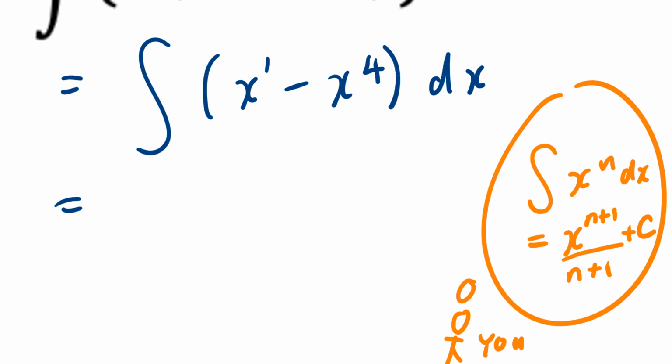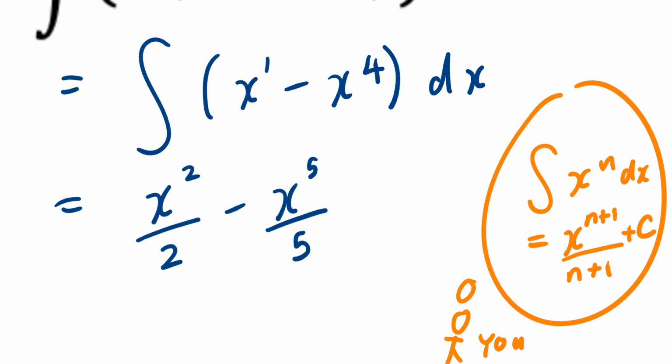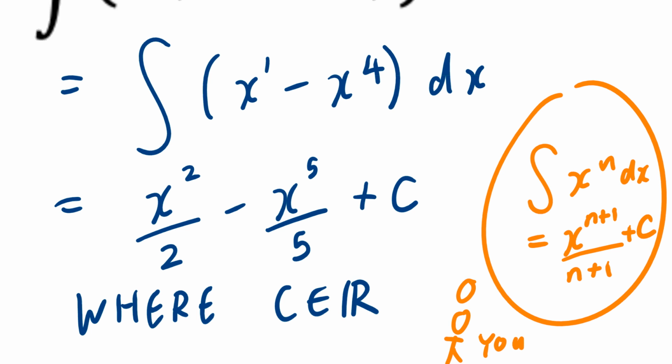x is the same as x to the power of 1. When you add 1 plus 1, that's going to be 2, divided by the new exponent, minus x to the power of 5 divided by 5. Again, this is not the answer because you're looking for infinitely many cases, also known as a family of solutions. You have to add a constant c. Again, if you want to define this, you can say c is an element of the real numbers.